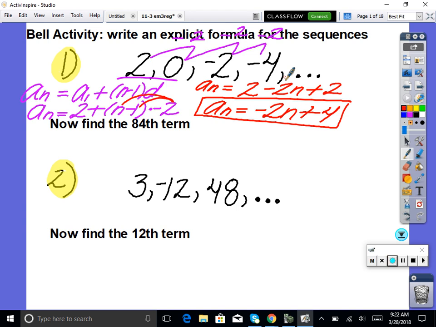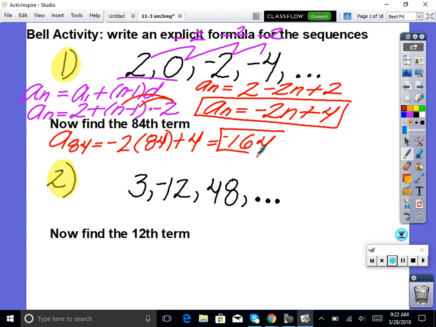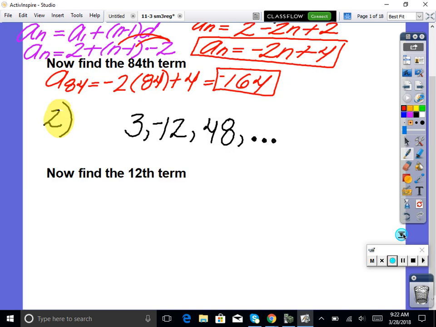Okay, now finding the 84th term, you plugged in 84. And what did you get? Did everybody get it? -164. Okay, sweet.